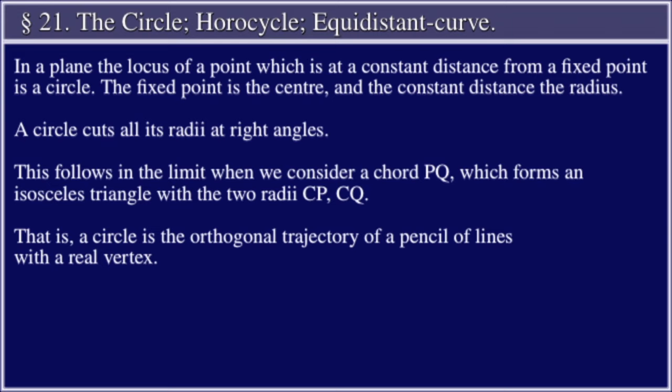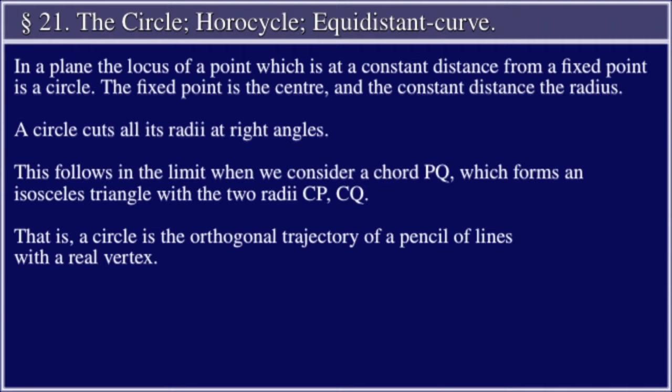In a plane, the locus of a point which is at a constant distance from a fixed point is a circle. The fixed point is the center, and the constant distance the radius. A circle cuts all its radii at right angles.